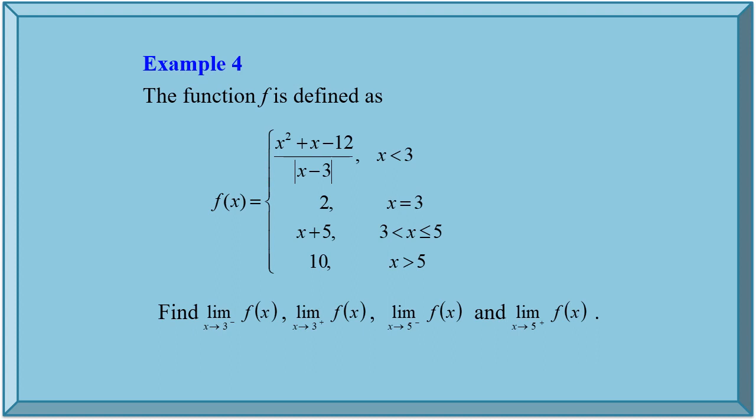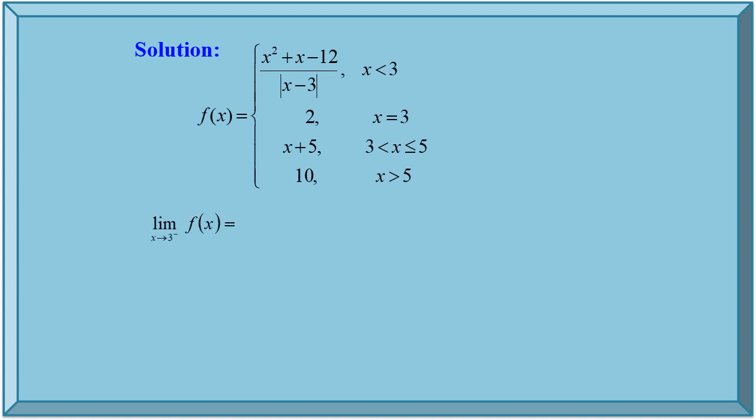For example 4, the function f is defined as a piecewise function here, for how many intervals? x less than 3, x equal to 3, x in between 3 and 5, where 5 must be included, and x more than 5. What do they ask you to find? We have the limit of f(x) as x approaches 3 from the left side, 3 from the right side, 5 from the left side, and 5 from the right side. So let's see one by one.